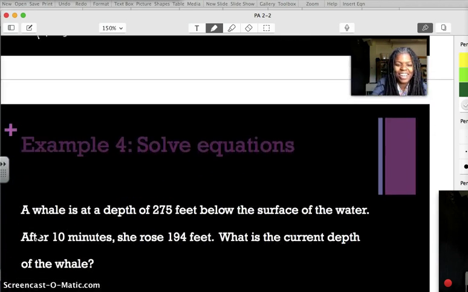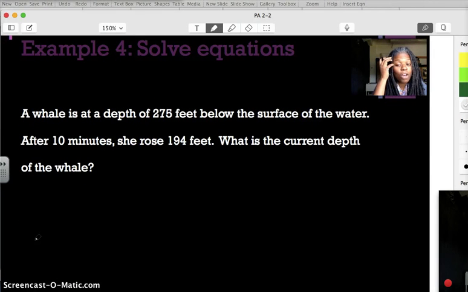All right, let's talk about example 4. We're going to solve equations. So here's what's going on. A whale is at a depth of 275 feet below the surface of the water. After 10 minutes, she rose 194 feet. What is the current depth of the whale?